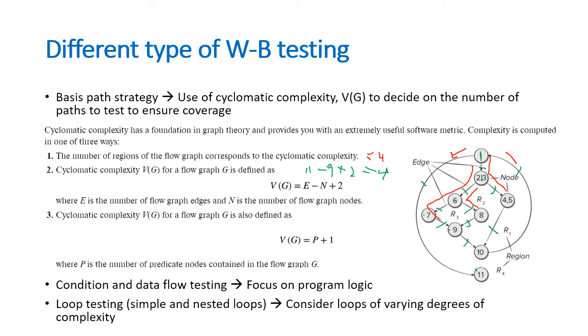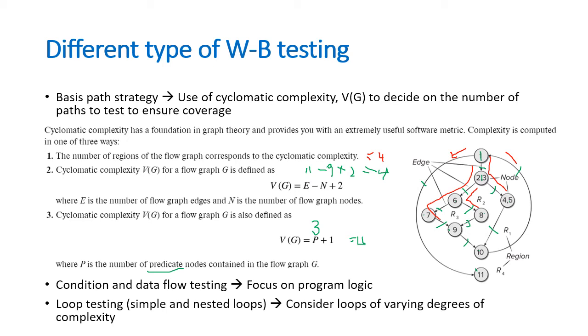Another way to look at the complexity is simply to look at the number of predicate nodes. So what are the predicate nodes? These are the conditional nodes in our control structure. So for example, in our example before, we have 3 conditional nodes, and simply add 1, so we got 4 as well. So this is the basis path strategy.